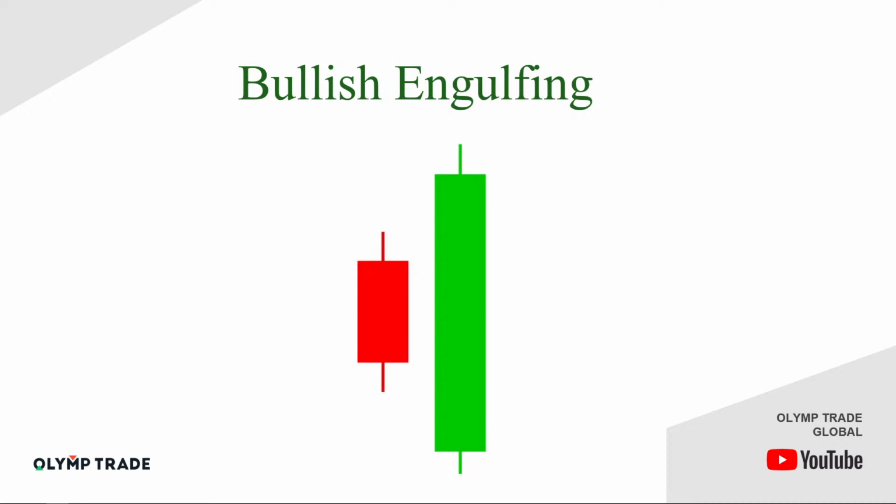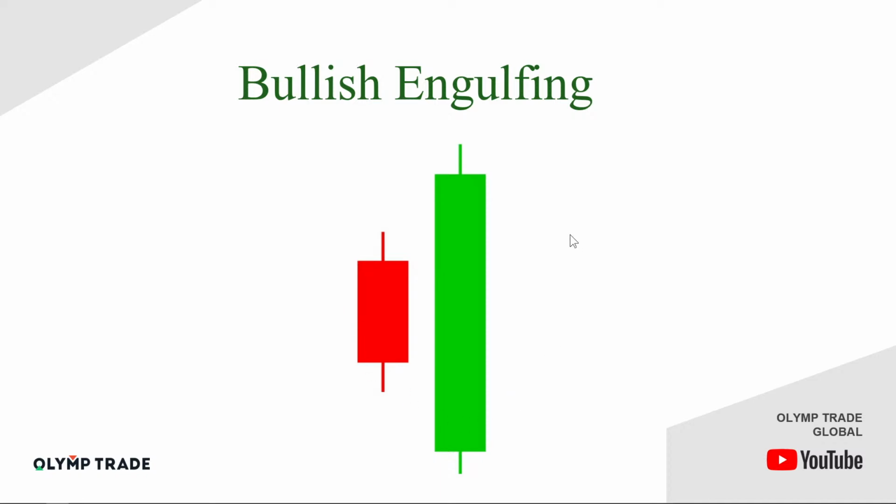So here in front of you, you have the bullish engulfing candlestick pattern. The idea here is quite simple. First, you have a red bearish candle. This means that the price has decreased. And then you have a bullish green candle that completely covers the first candle. This is a reversal to the upside.